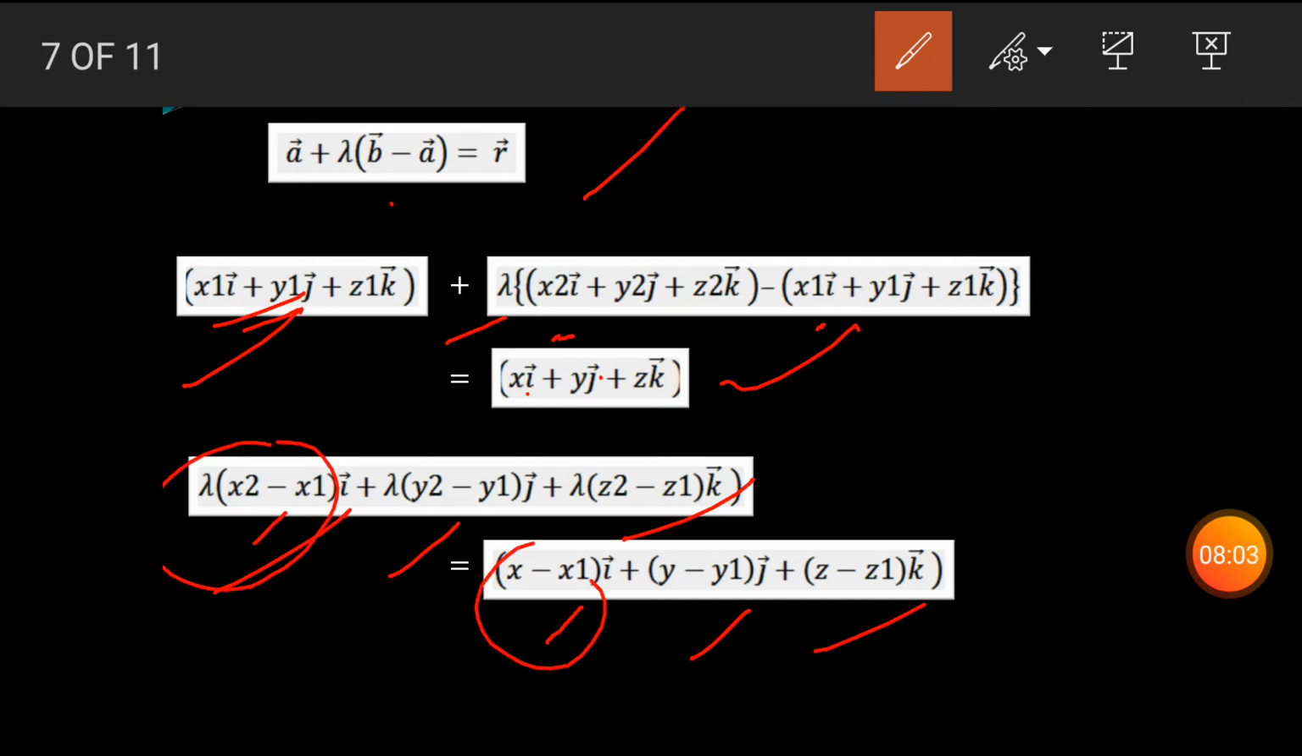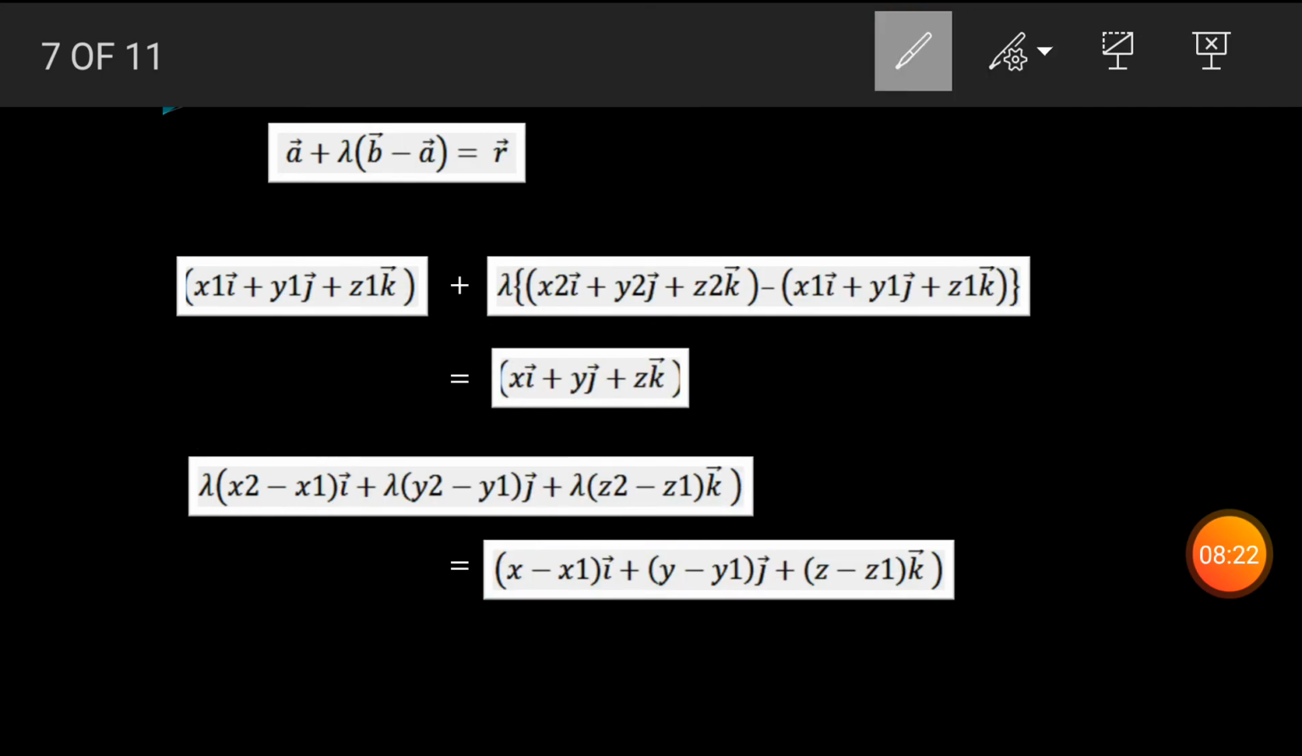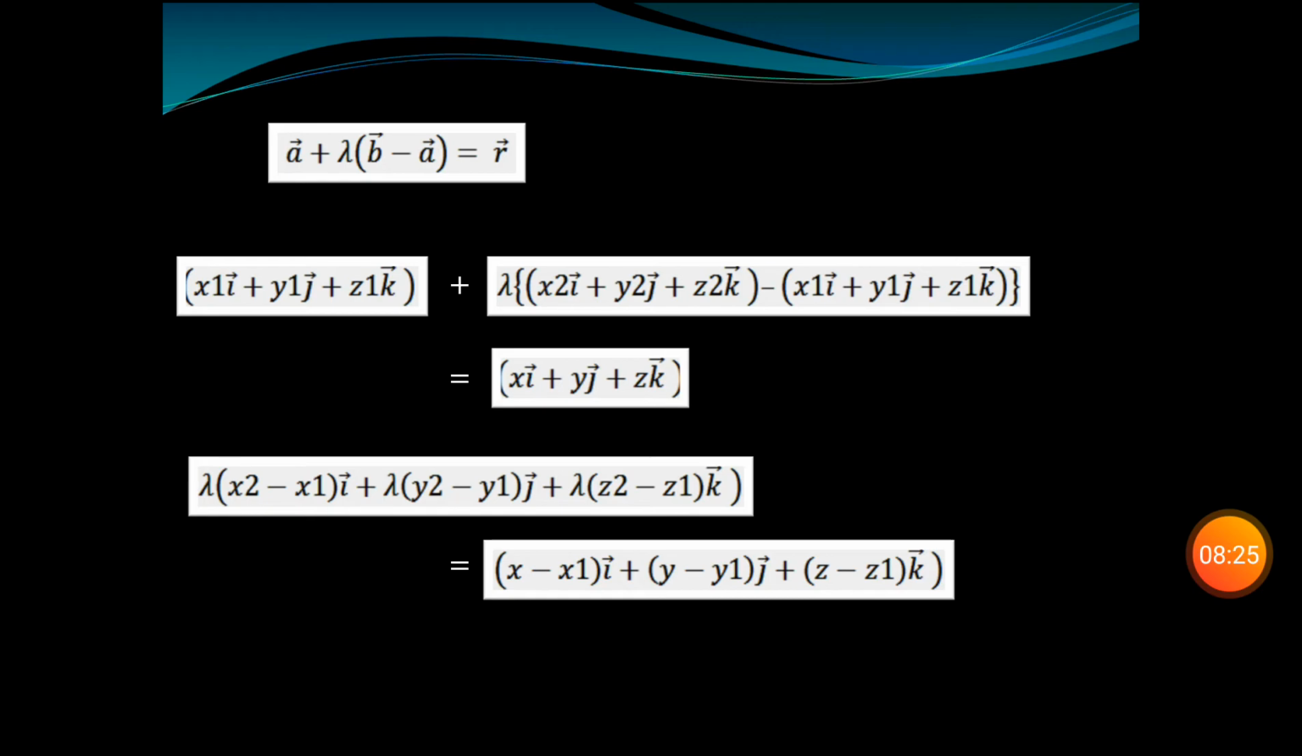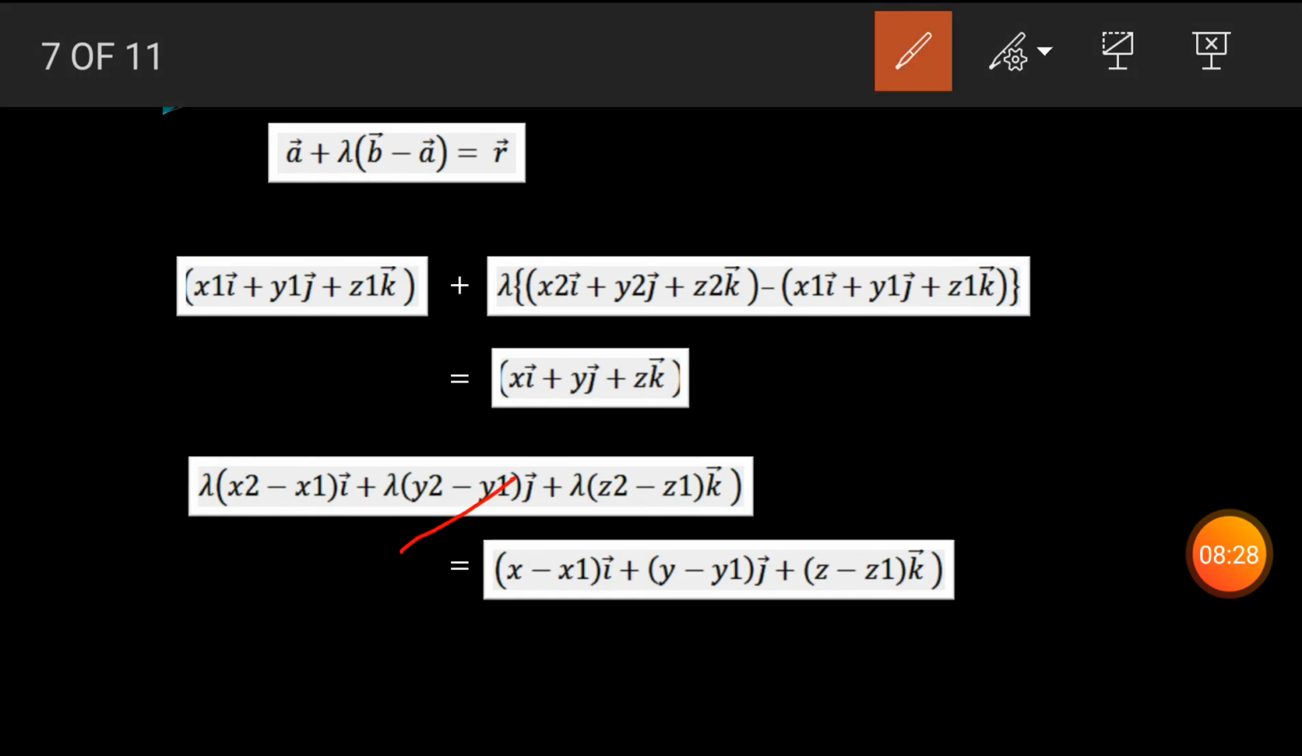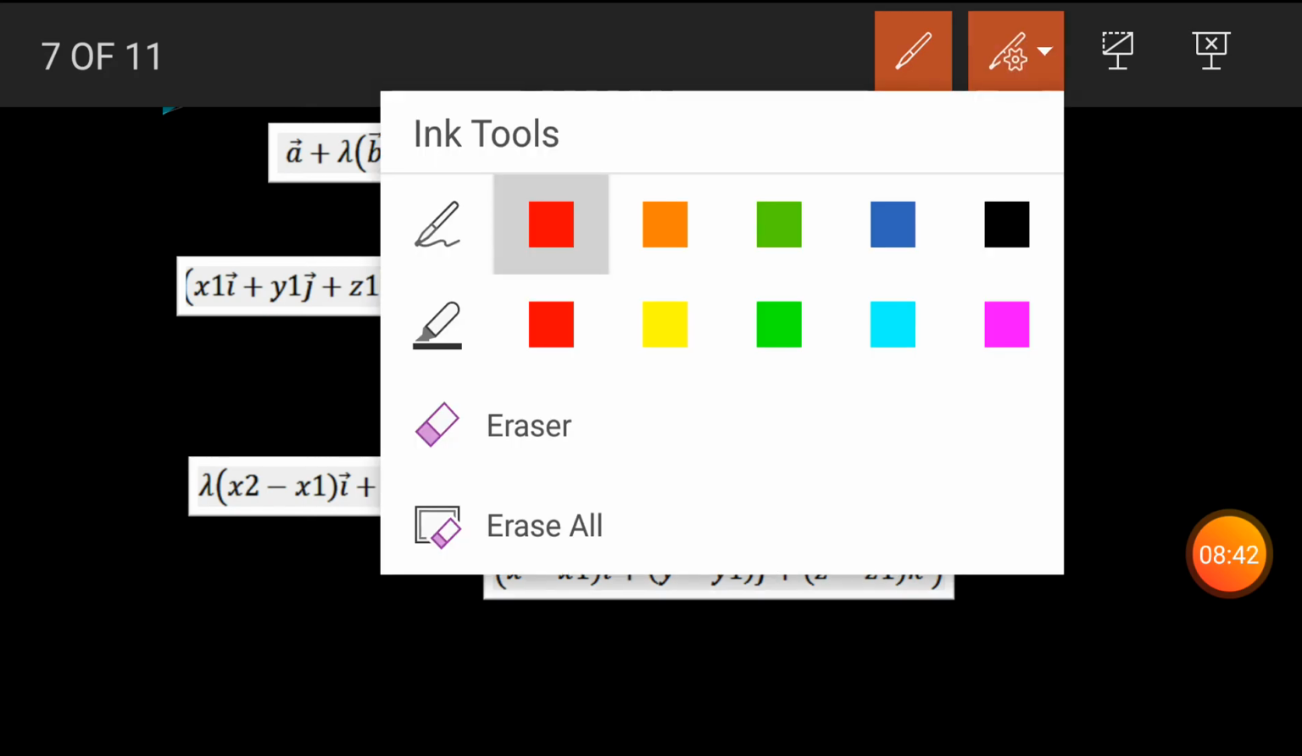The scalar component of i here is x minus x1, and the scalar component of i here is lambda times x2 minus x1. So what is the value of lambda for you? Lambda will become x minus x1 upon x2 minus x1. So this is what we are going to write here. Similarly, if you calculate the lambda value here, you will get y minus y1 upon y2 minus y1. And for the third case, z minus z1 upon z2 minus z1. So this is what you are going to get.